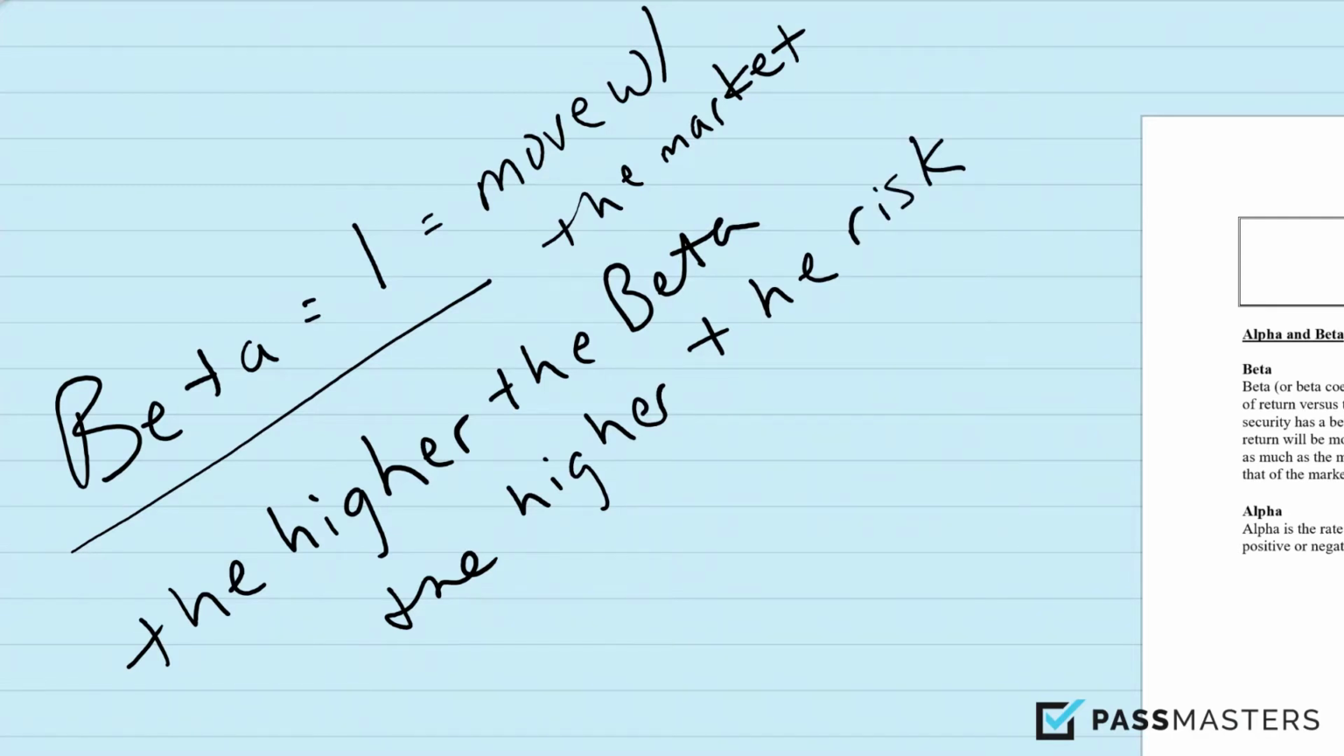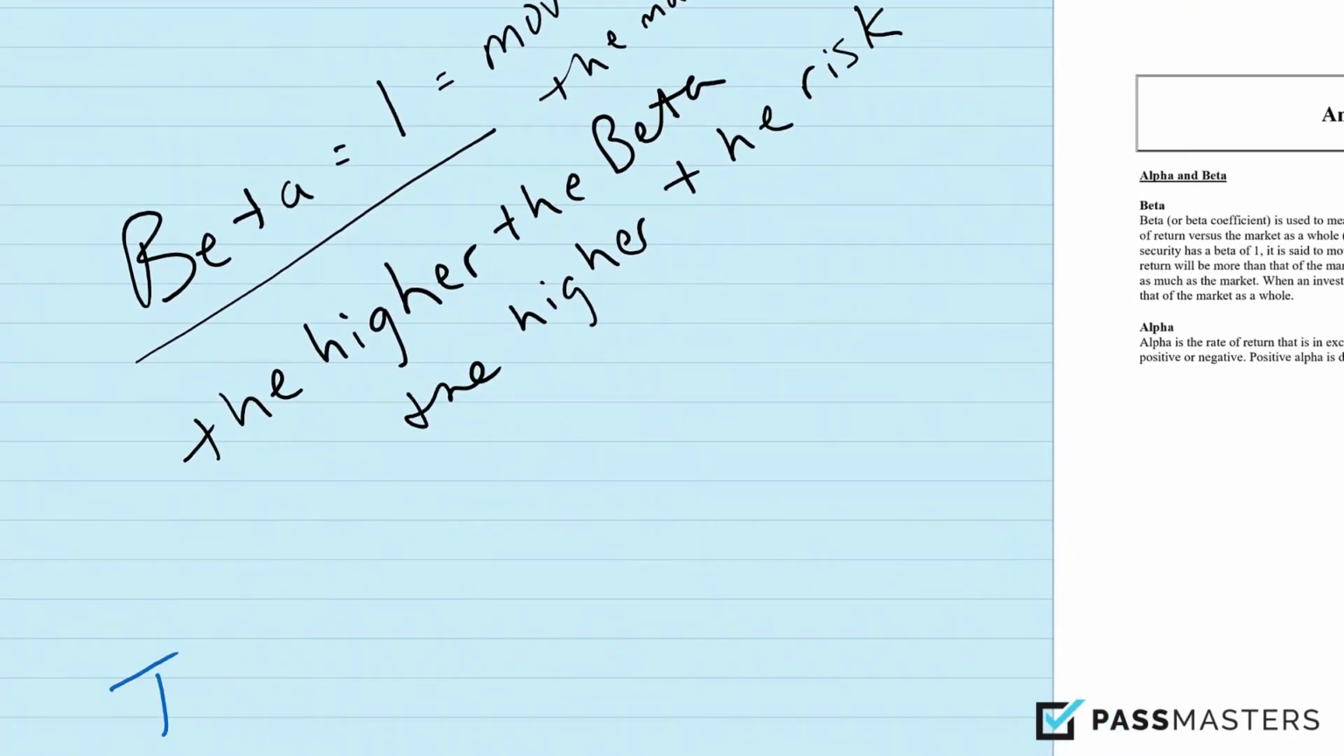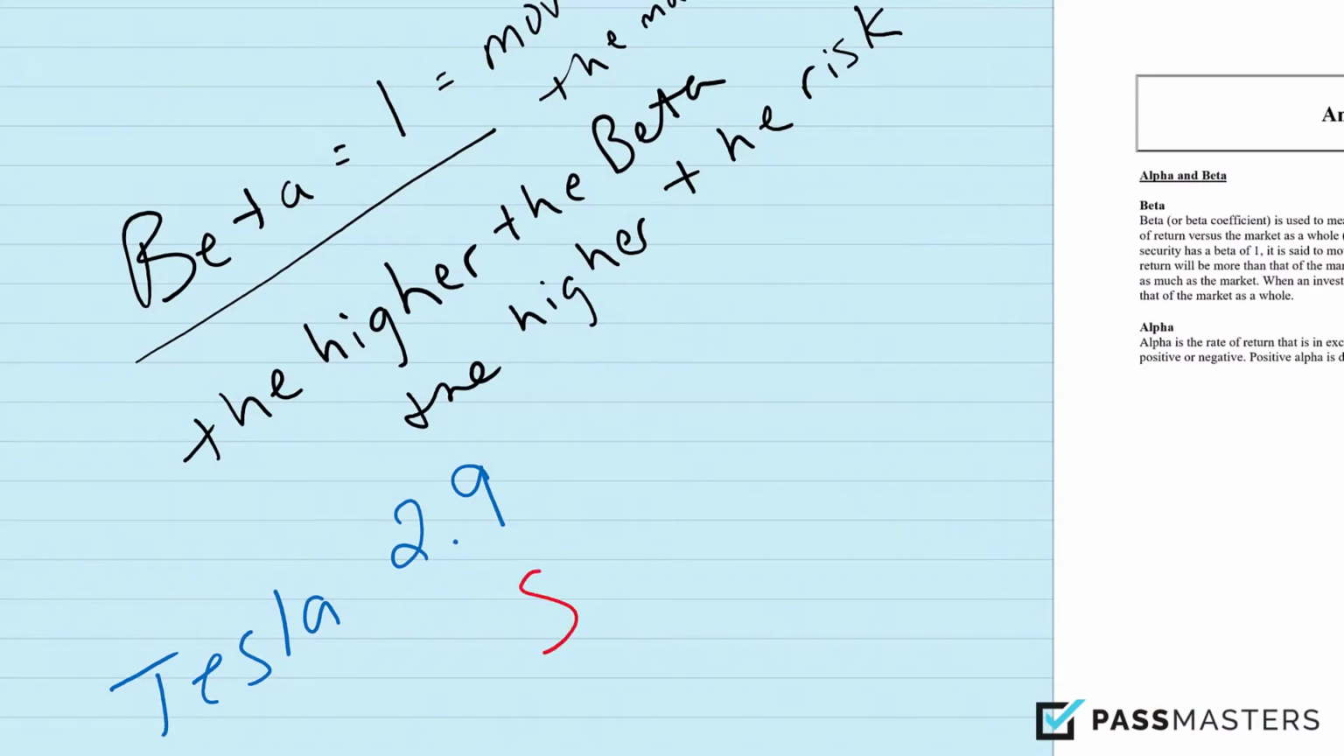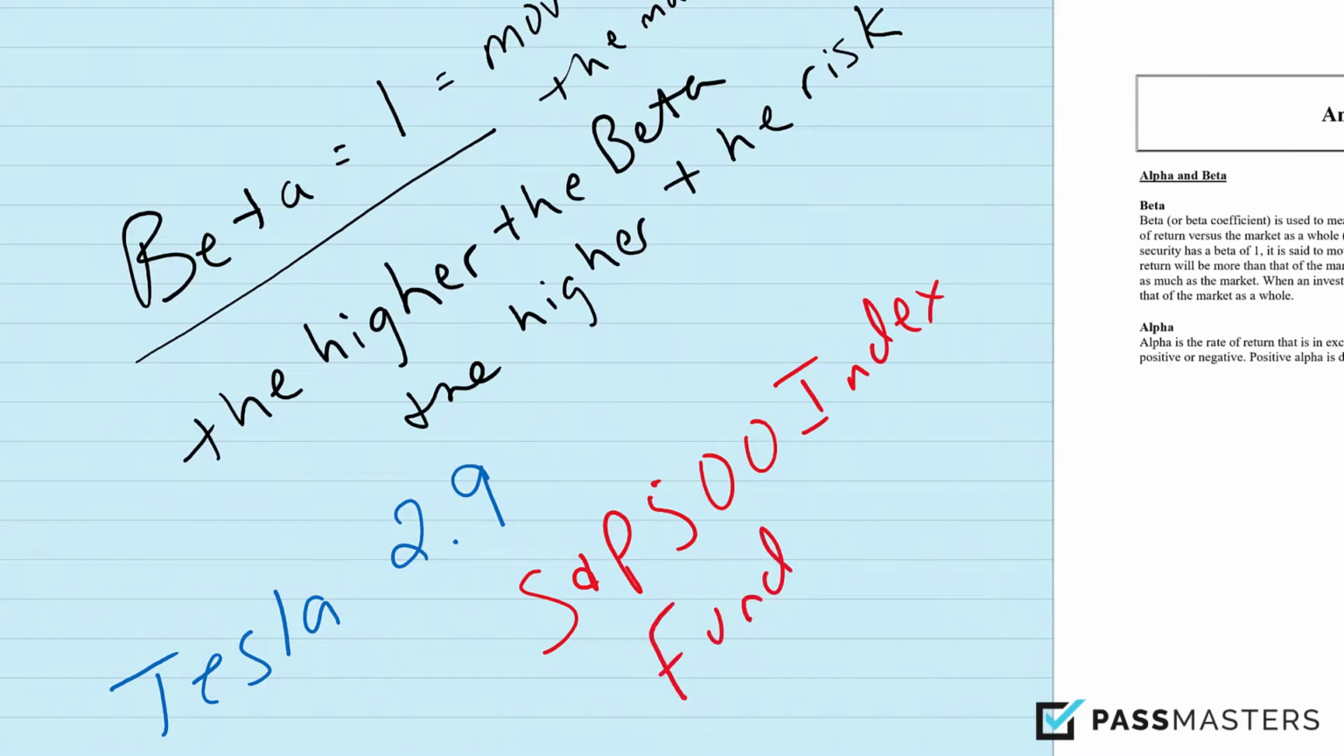I'd like to give you some examples here. Tesla has a beta of 2.9. Do you think that Tesla is on the safe side of the risk spectrum or on the risky side? Yes, it's risky. The higher the beta, the higher the risk. So if it moved with the market, it would have a beta of 1. What would you expect an S&P 500 index fund to have for their beta? 1, yes. It moves with the market. An S&P 500 index fund mirrors the S&P 500, so it would have a beta of 1.